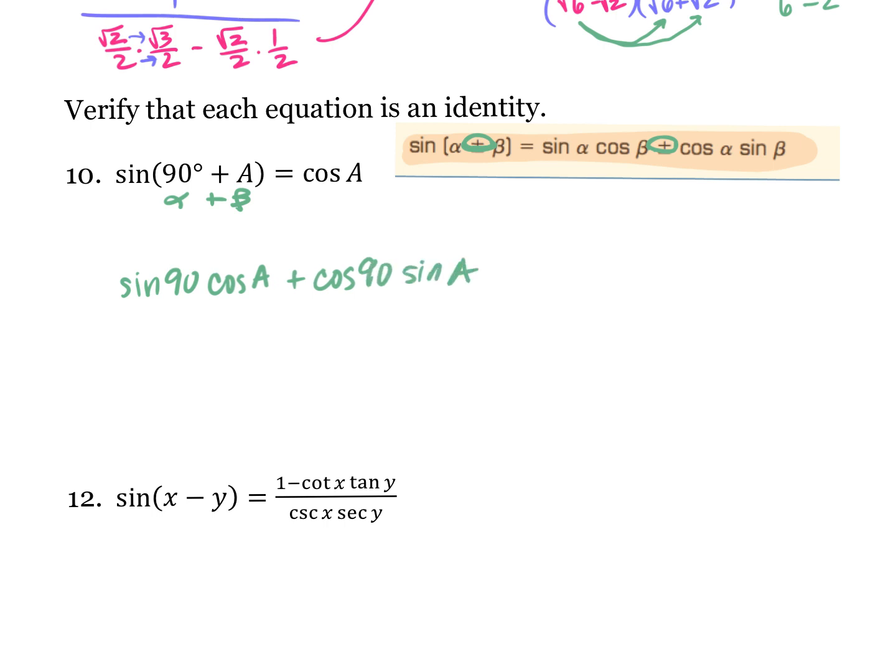Great. Guys, I'm not going to put the unit circle in front of you. 90 degrees is here. Sine: what's the y value there? 1. So we get 1 times the cosine of A, or you could just say cosine of A. Cosine of 90 is 0, the x-coordinate. So what is this all going to simplify to? Just cosine of A. Oh my gosh, you're welcome.